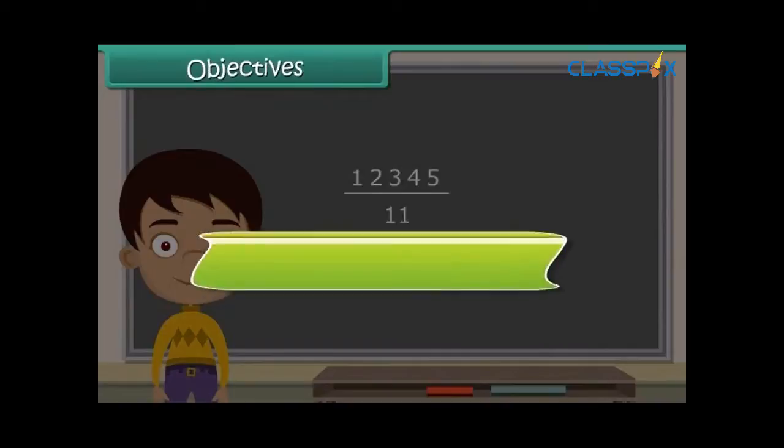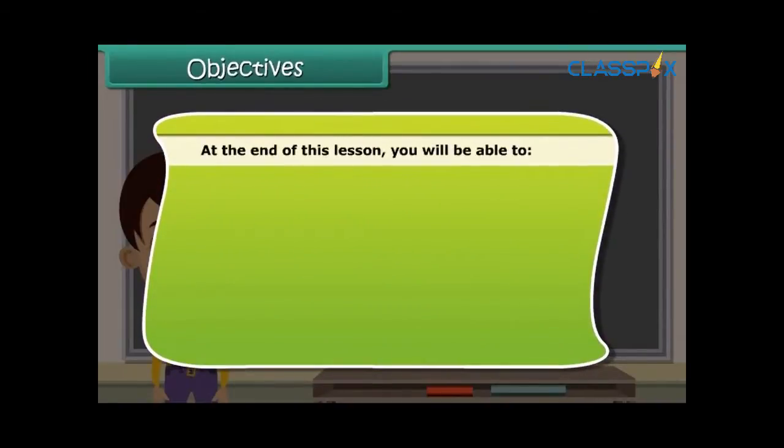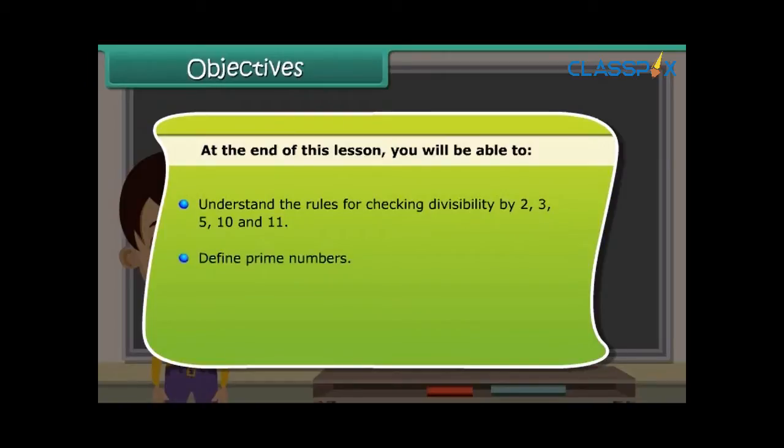Objectives. At the end of this lesson, you'll be able to understand the rules for checking divisibility by 2, 3, 5, 10 and 11. Define prime numbers, define composite numbers, understand prime factorization.